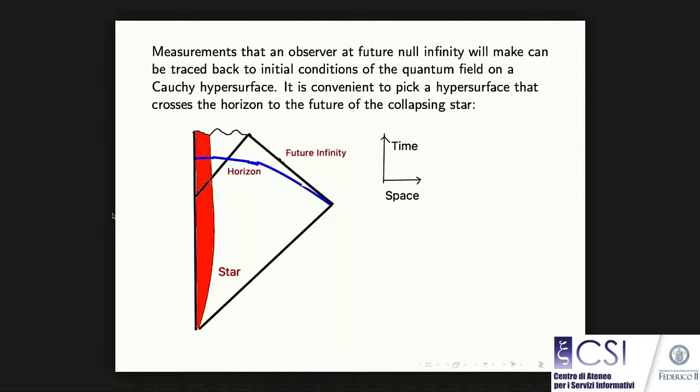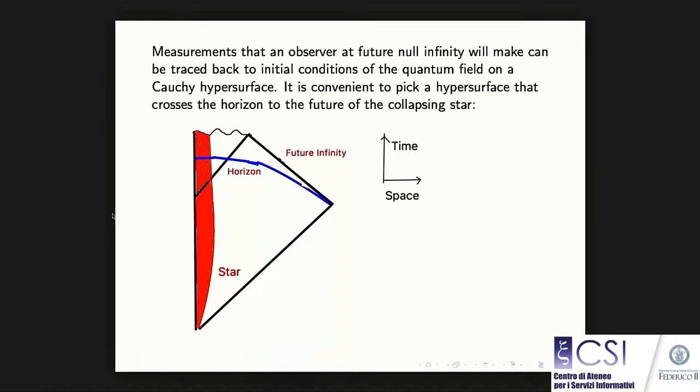So the red region was the world volume of the star. My Cauchy hypersurface that I've drawn in blue starts at r equals 0. It ends at r equals infinity, at spatial infinity. It's a complete Cauchy hypersurface. Any signal anywhere to the future, for example, traveling no faster than light, had to originate from somewhere on the surface. But I've picked it so that it crosses the horizon in the white region outside of the star, and if you like, to the future of the star. So, to the future of where the star crossed the horizon.